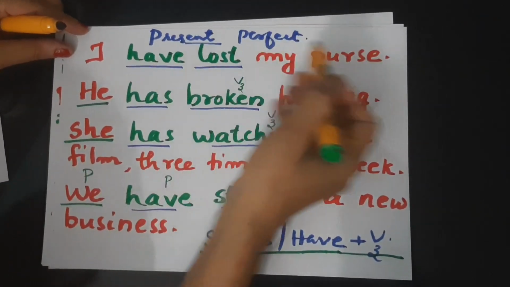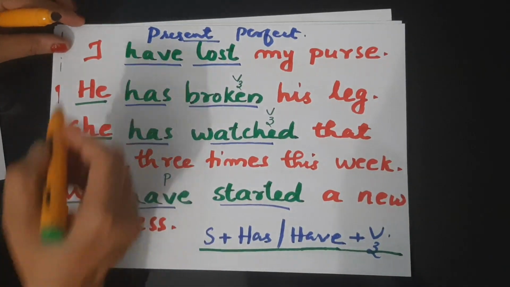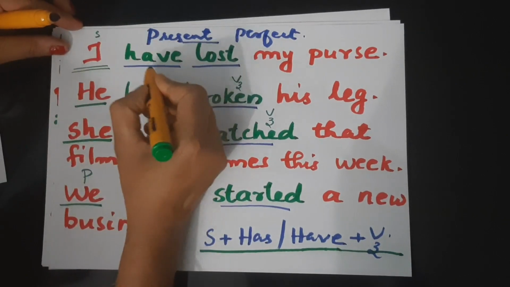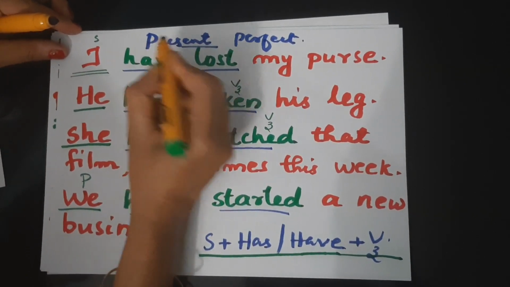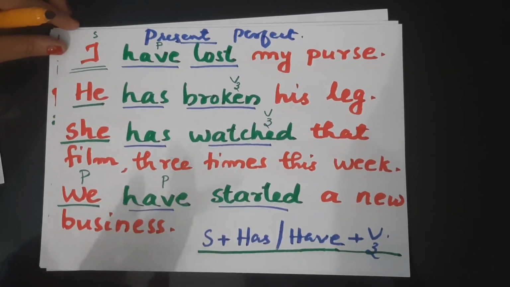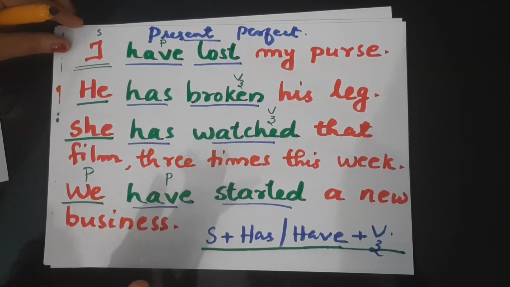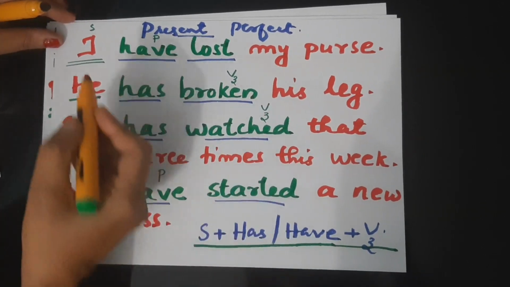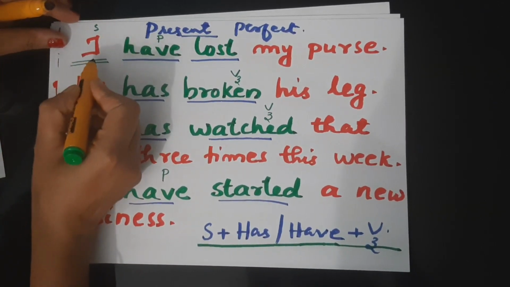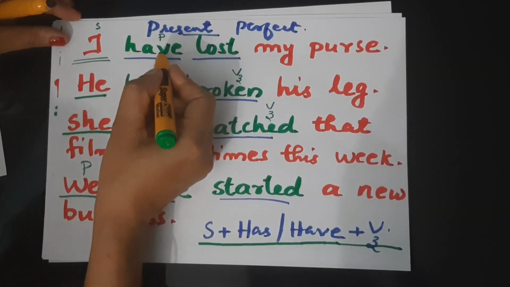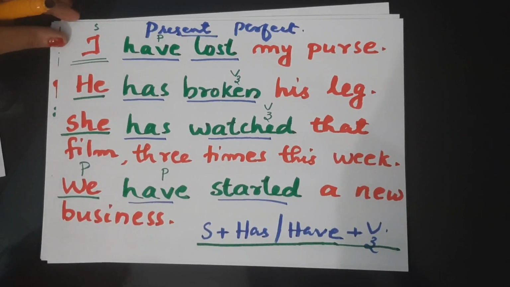I have lost my purse. See, here the subject is singular, but the verb is in its plural form. Okay, when we studied simple present tense, we just discussed subject verb agreement. In that, I have clearly told you that I, even if it is a singular subject, will always take a plural verb. Okay, I think you remember that.